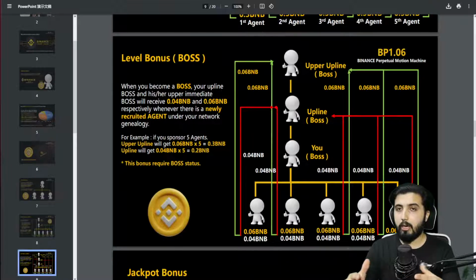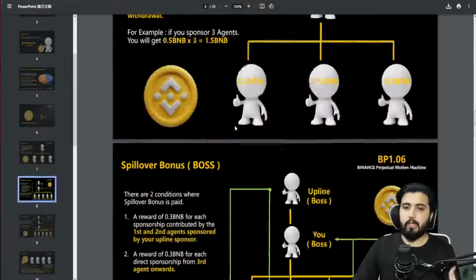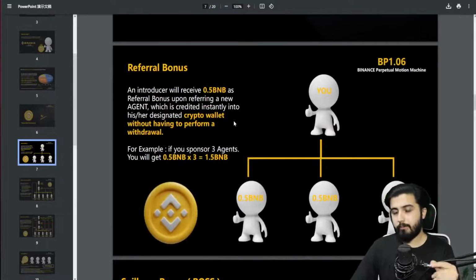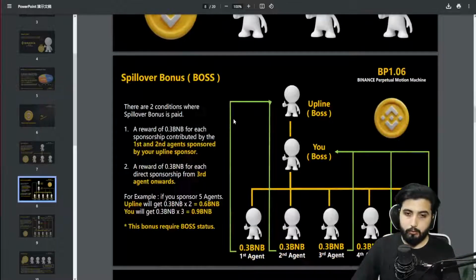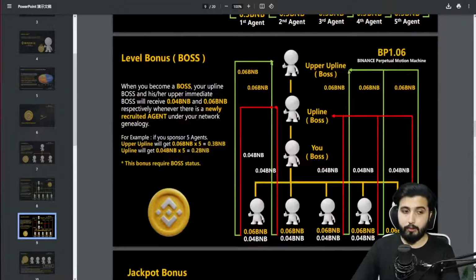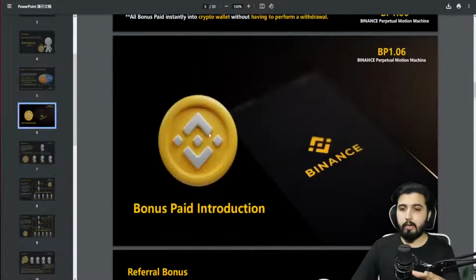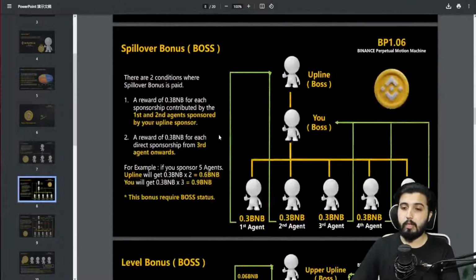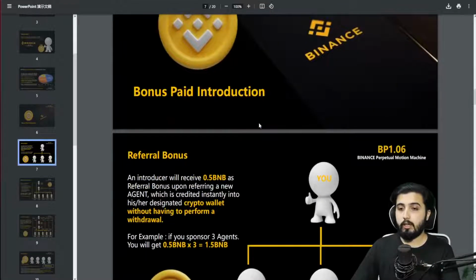And the upline boss, which is directly above you, he or she will get 0.04 BNB. So if you multiply that by 5, it becomes 0.2 BNB. And this is how it works. So these are the 3 bonuses that we get: the referral bonus, the spillover bonus, and the level bonus. And we just broke down how it happens with the help of the distribution of the investment of 1.06 BNB.